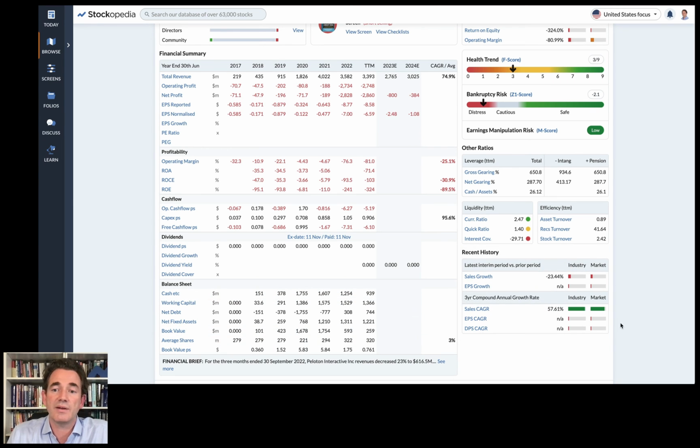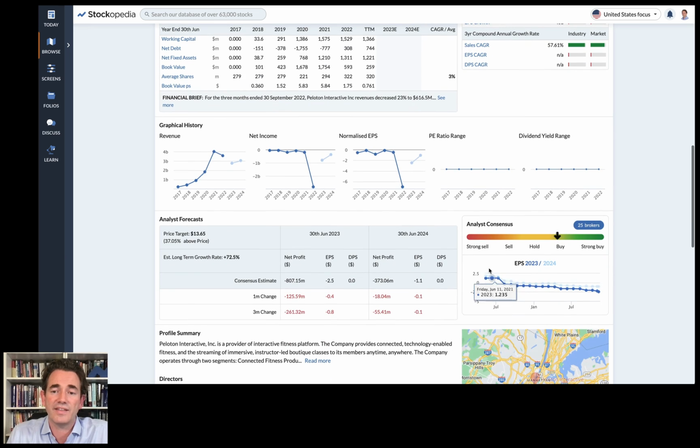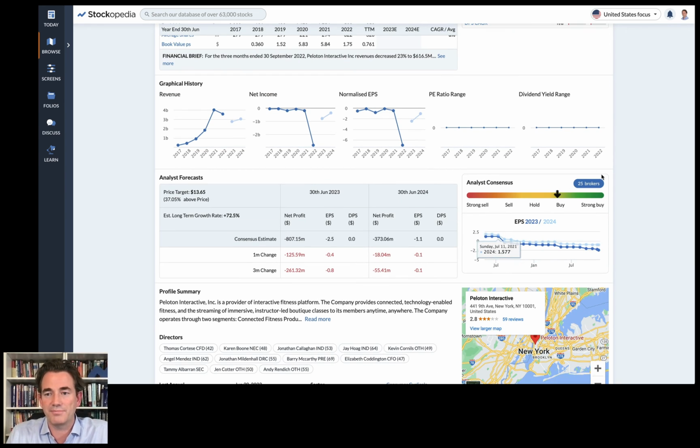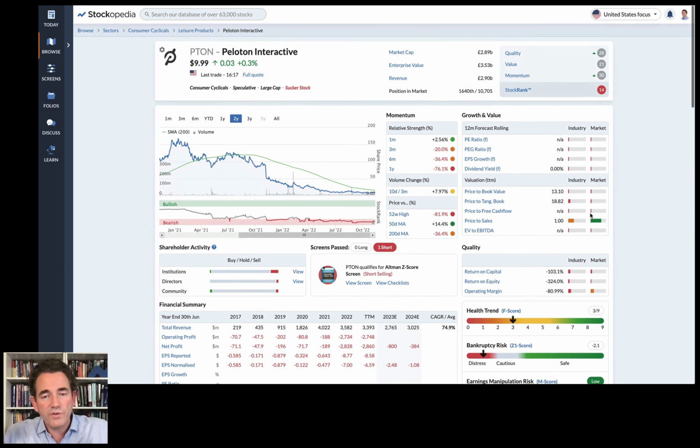And so anyway, that's a very, very quick scan there. And then look at the analyst consensus here. It's still got a buy rating from 25 brokers, but the earnings are deteriorating. Now, of course, this could bounce.